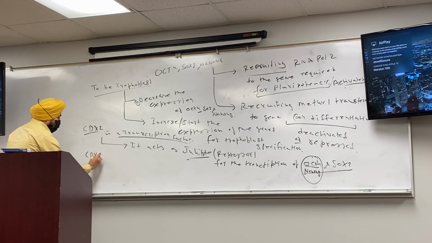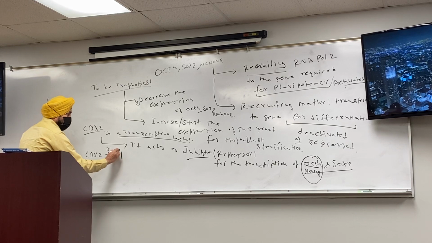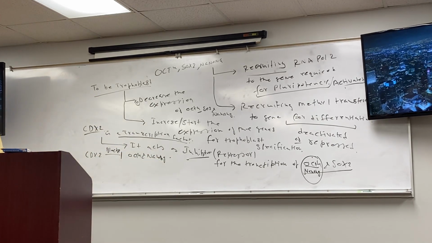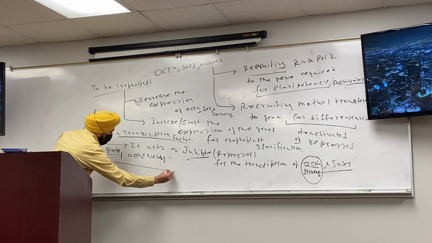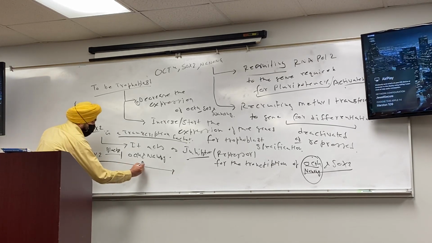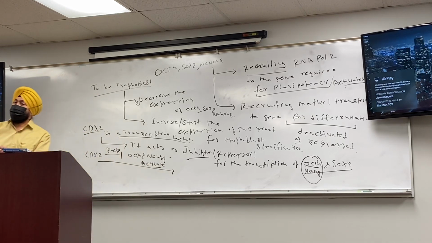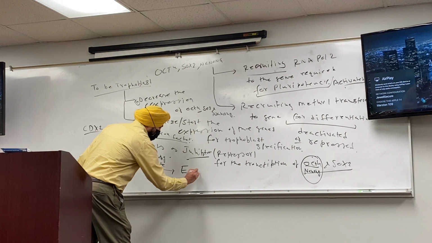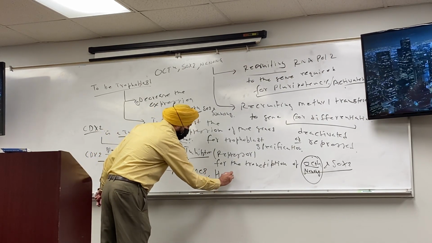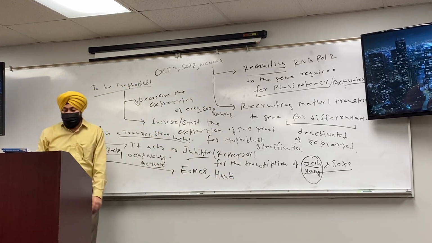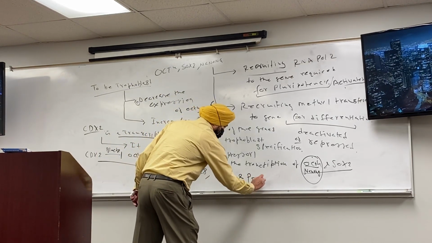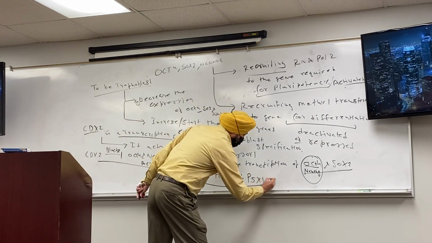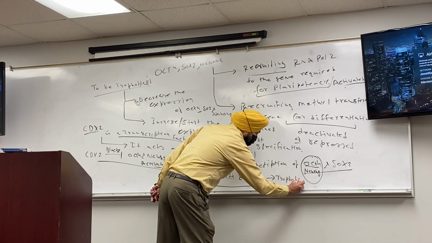Now, that's the first thing it does. So it means CDX2 blocks OCT4 and Nanog, thus SOX2. And the second thing it does, since it's a transcription factor, it goes to other genes. It's going to activate the genes which are specific for trophoblast specification. Those are EOMES, HAND1, and PSX1. And those genes are specific for trophoblast specification.